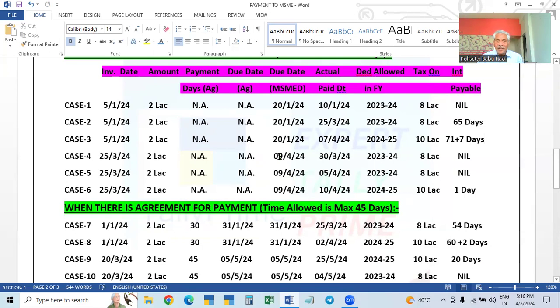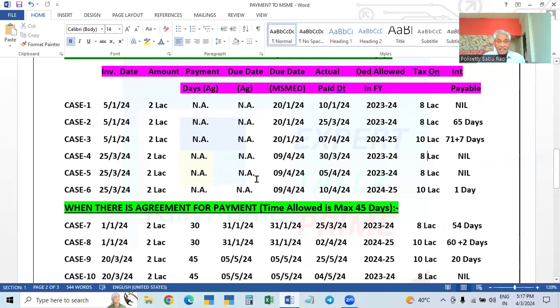You see, 9th April is the due date, but it is paid on 30th March 24, within the financial year as well as before the due date. So this is allowed in the same financial year 23-24. It is allowed, and the tax is to be paid on 8 lakhs only. And interest to be paid is nil. Interest is not to be paid.